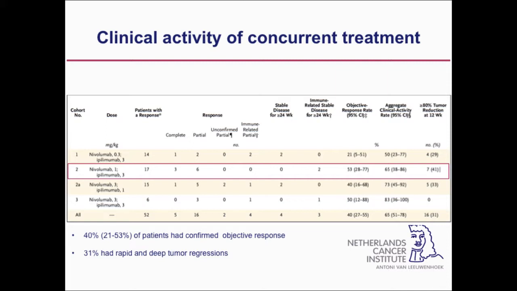And this is the group, with the 1 milligram per kilogram nivolumab, that will go further in phase 3 trials. So 40% of patients had a confirmed objective response, and 31% had rapid and deep tumor regressions, as I will show you in the next slide.